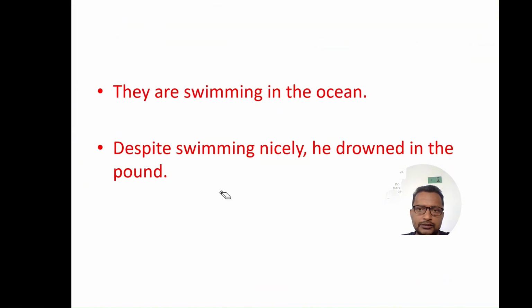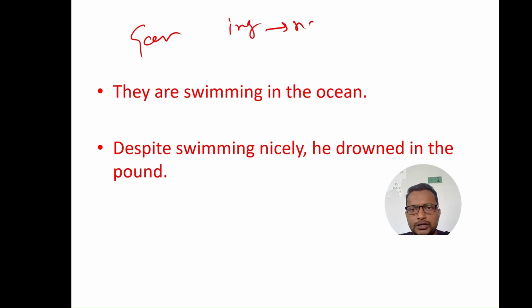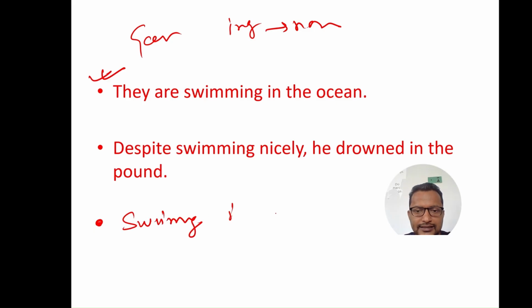So I'm trying to show what a gerund is, right? Gerund is the ing form of a verb acting as a noun. For example, they are swimming in the ocean. This is one sentence. And then, despite swimming nicely, he drowned in the pond. That is also another sentence. Now I'm giving you another sentence: swimming is a fun activity.